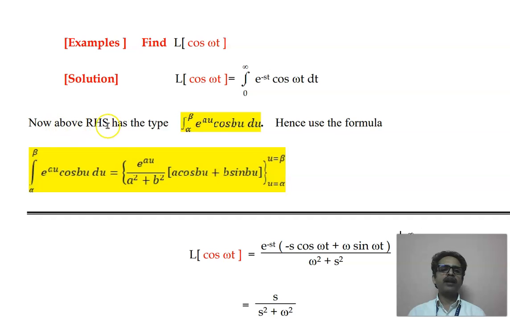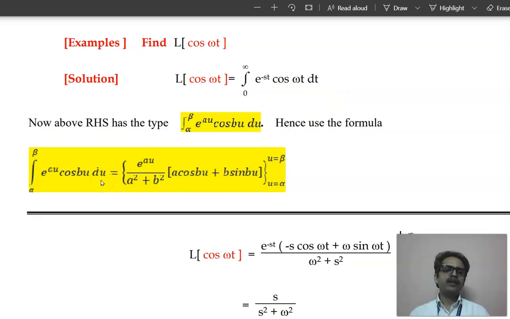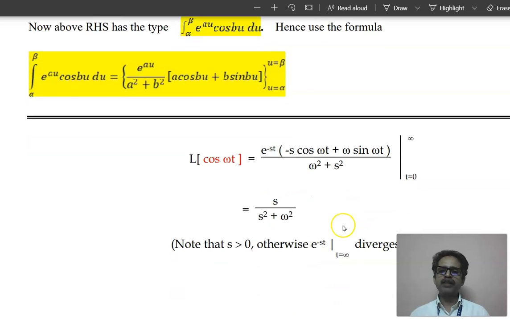You can observe that the right hand side has an integral of a type for which we have to make use of this formula. The difference between the formula and the right hand side is that here u is the variable of integration, whereas here t is the variable of integration. Here the limits are alpha and beta, whereas here the limits are 0 and infinity respectively. Then here the role of a is played by minus s and the role of b is played by omega. So when you apply this formula, you get this step.